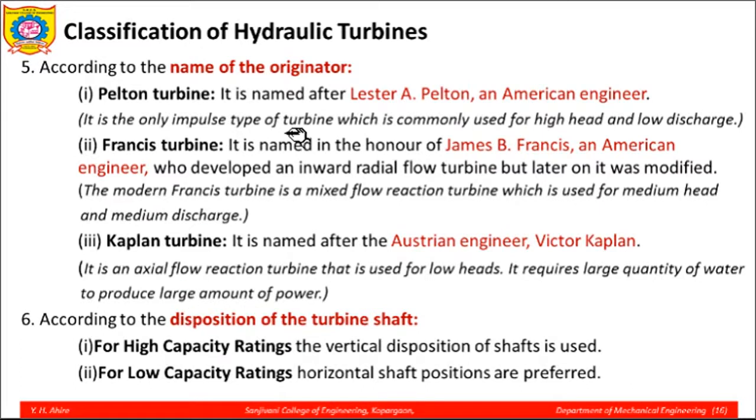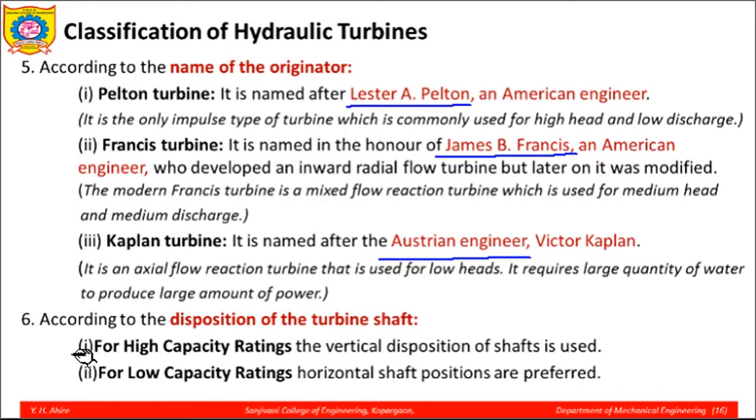The next criteria of classification is according to the name of the originator. We have three names. Pelton turbine, it is named after Lester A. Pelton, an American engineer. Okay. Francis turbine, it is named in honor of James B. Francis. He was too an American engineer. And third is the Kaplan turbine, it is named after the Austrian engineer Victor Kaplan.